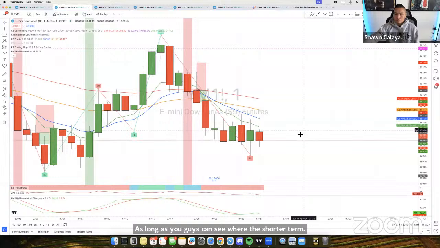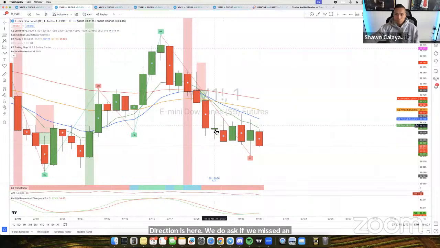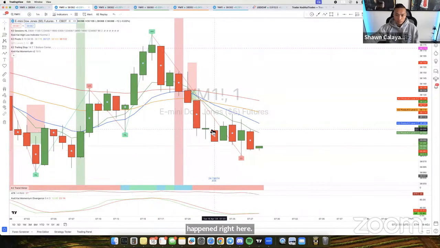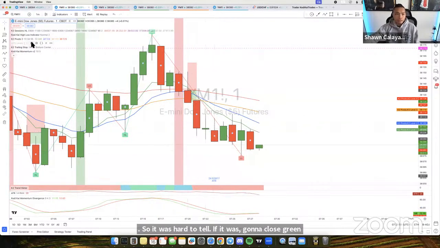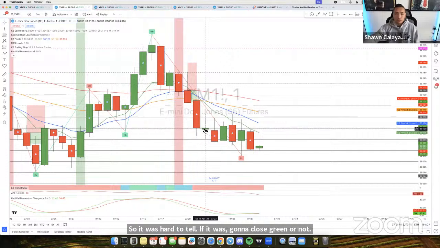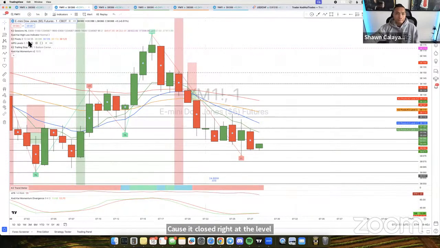Madhu's asking if we missed an NPS. Yeah, it happened right here, Madhu, but it happened at this really small green candle. So it was hard to tell if it was going to close green or not, because it closed right at the level at the 100 mark.